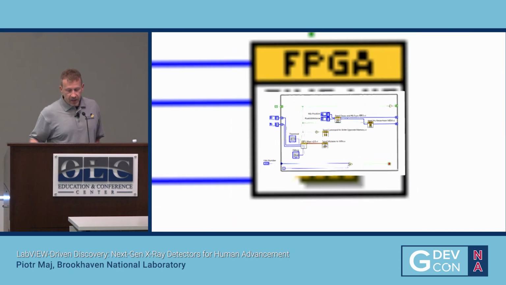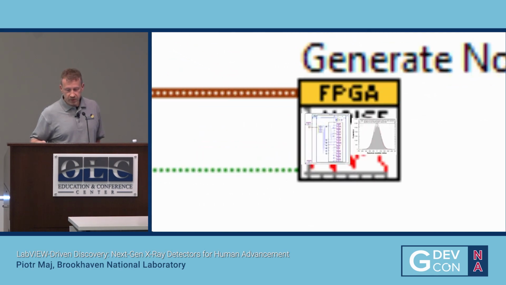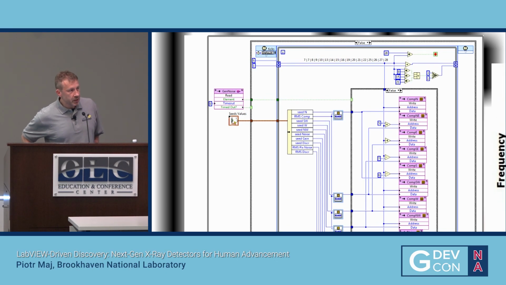And then we have to add the noise generation. And the noise generation, if someone uses it, is quite time-consuming on Windows machines. In FPGA, we can do everything in one clock cycle, all the computations that I just showed.